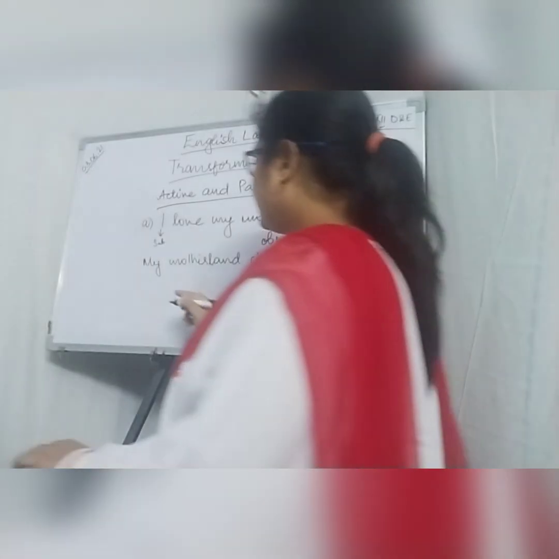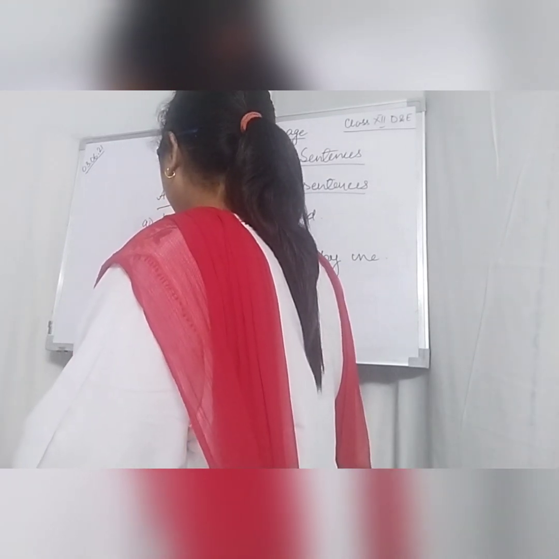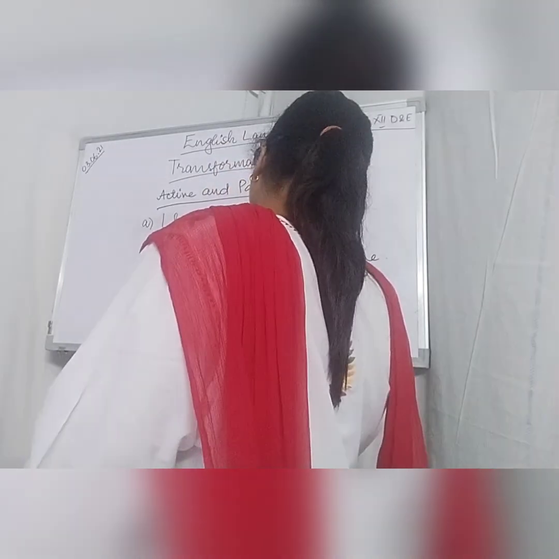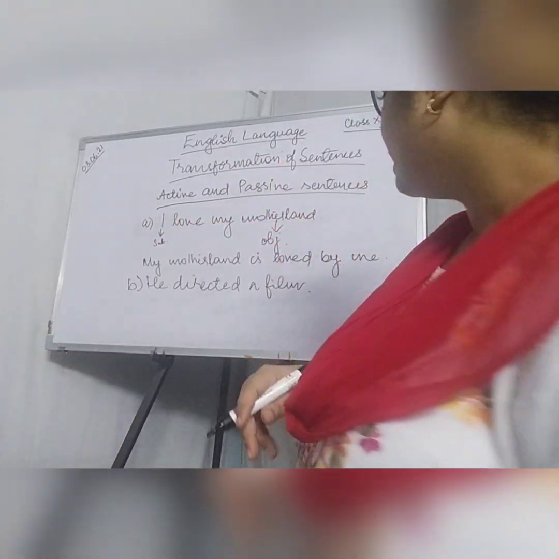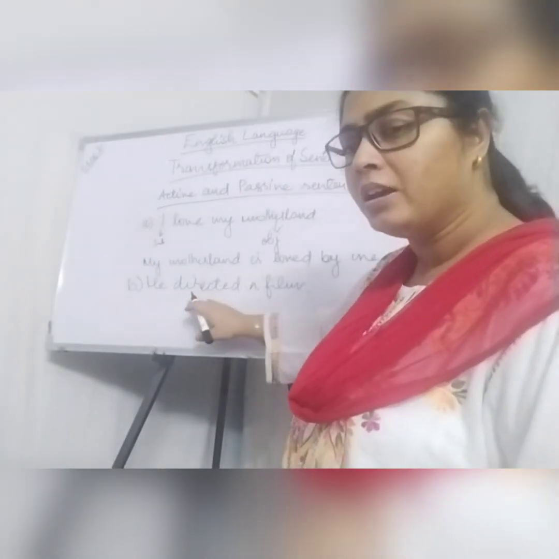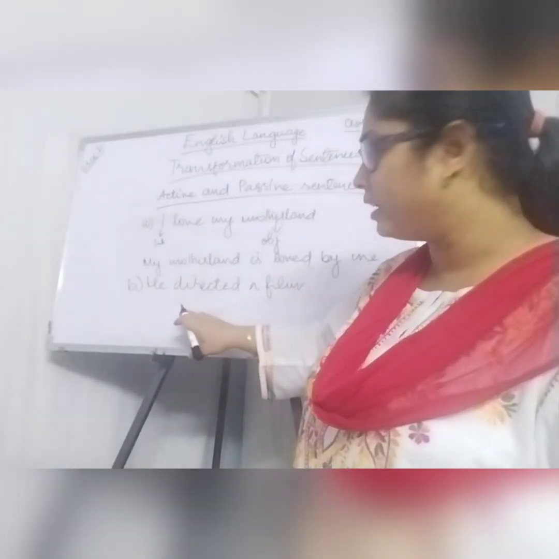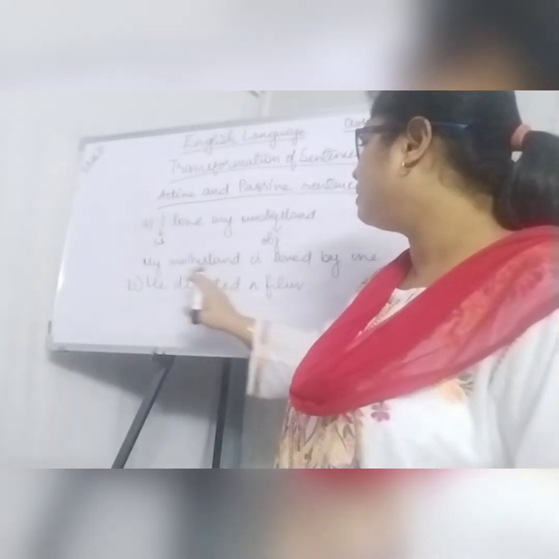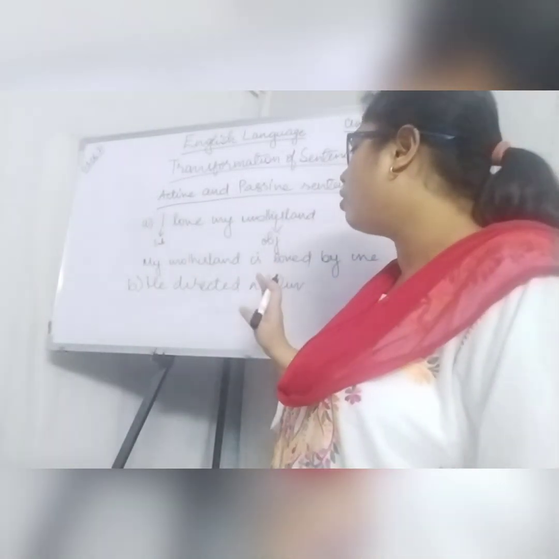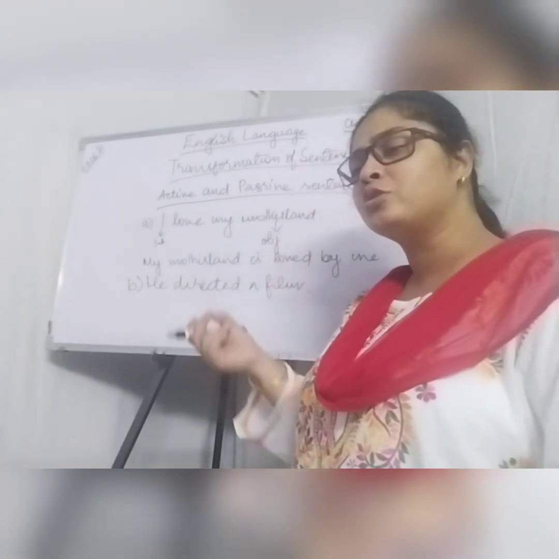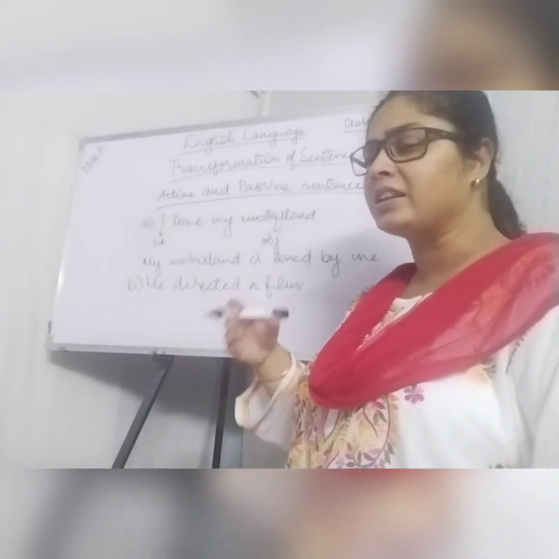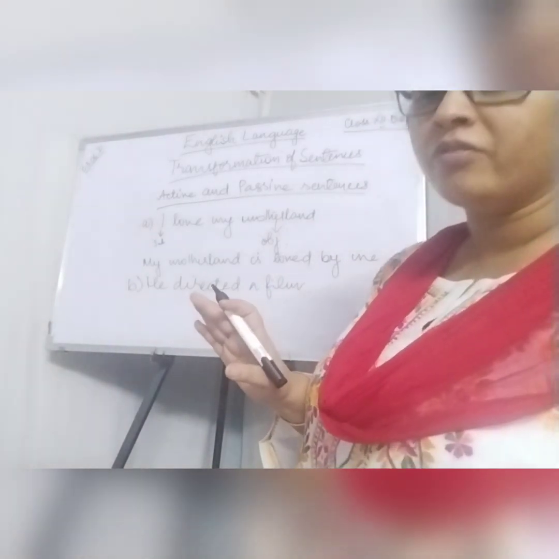If I write, he directed a film. If I say he directed a film, film is an object over here and he is the subject. So film will become subject now and he will become object and he will change to him. A film was directed by him. Is this much clear to all of you?